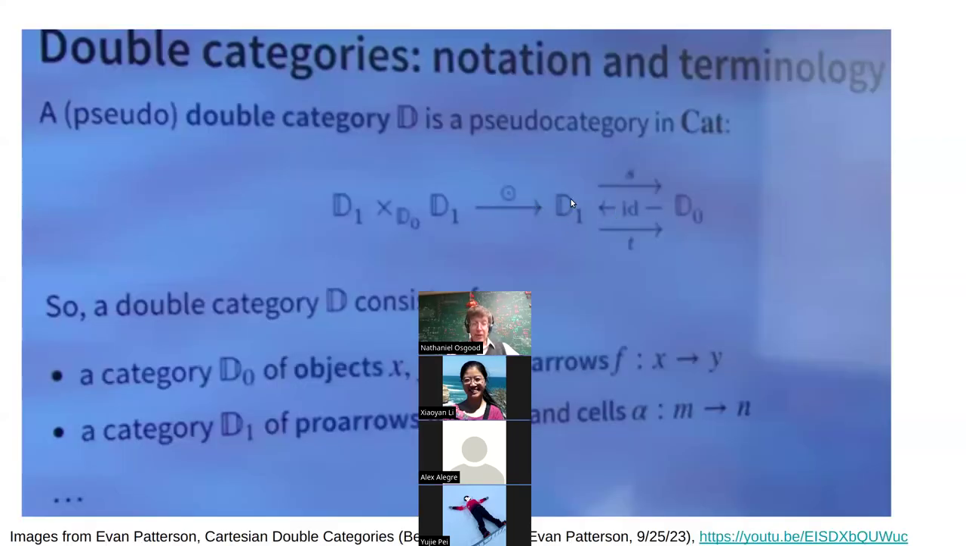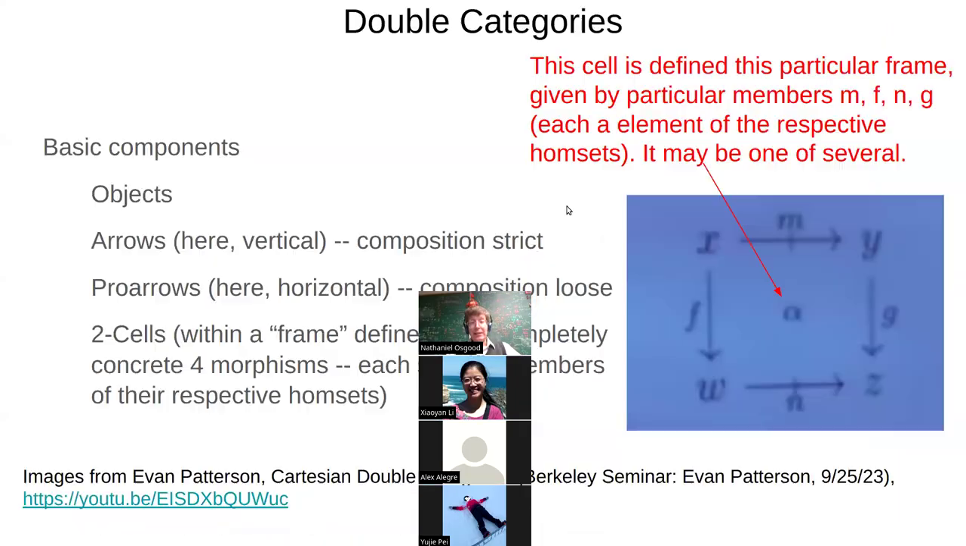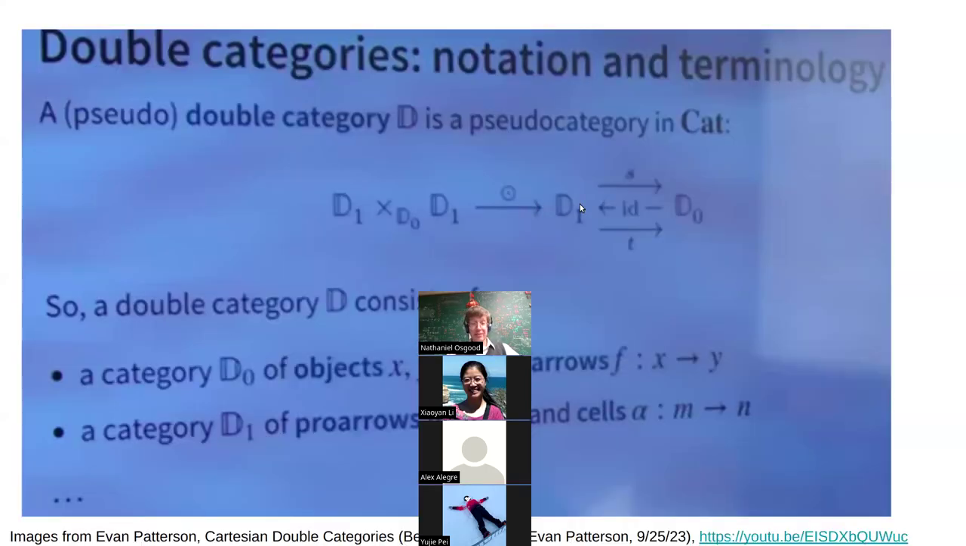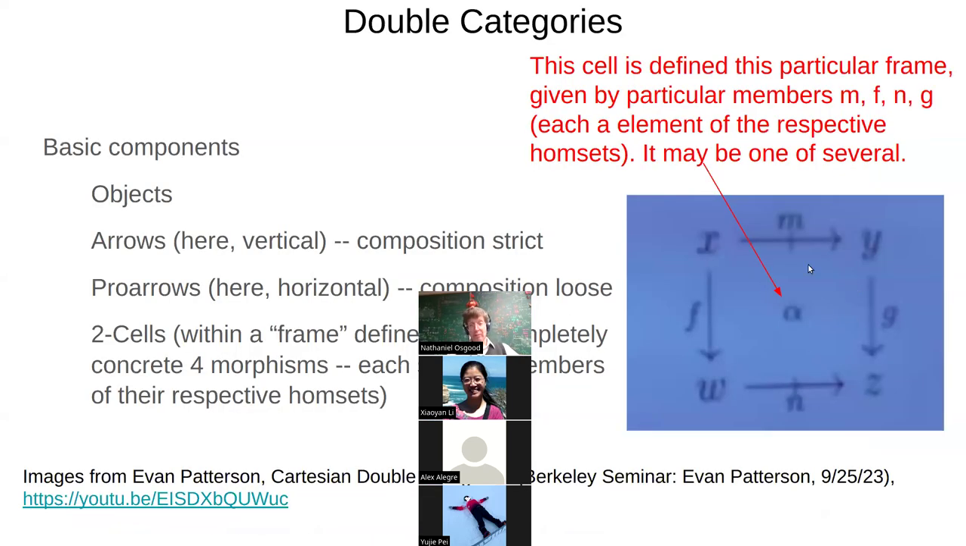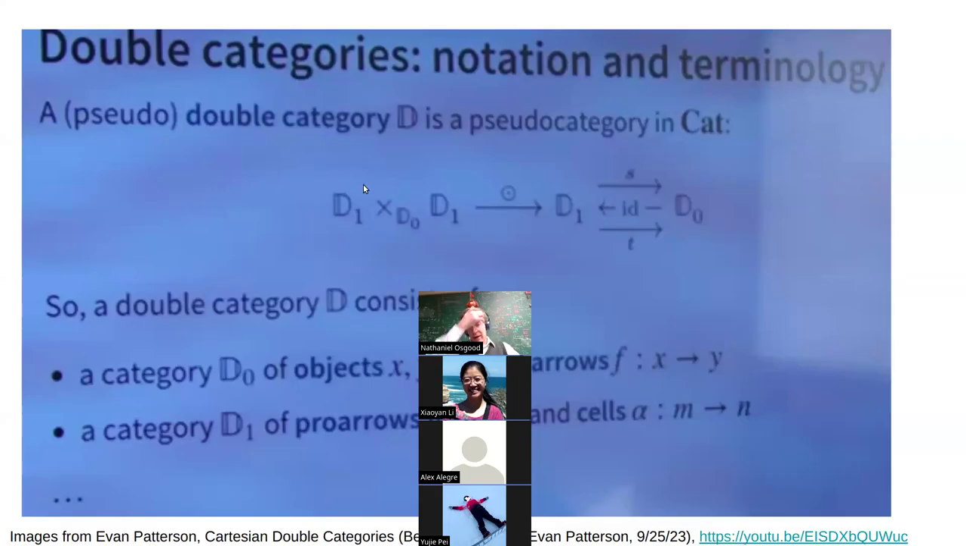And the morphisms here are what? They're two cells. This is a category of objects and vertical morphisms. This is the category of pro arrows and two cells. Okay, so if we have a two cell, one of these guys here, and a two cell here, and they're joined by a morphism from D0.